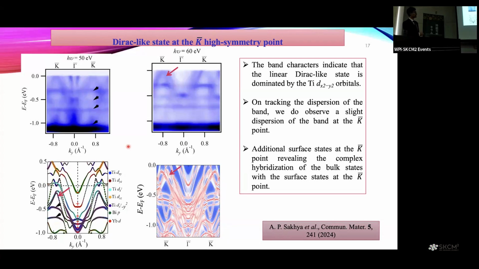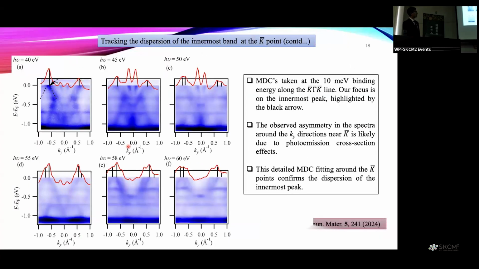Our DFT calculations, even though it doesn't match in the binding energy range due to the limitations of DFT, show a Dirac-like state here, which also originates from titanium d states, specifically titanium dx square minus y square. We have taken the K gamma K ARPES plots as a function of photon energy from 40 to 60 eV. And apart from the photoemission matrix element effects, you still see these Dirac-like states at the K point.